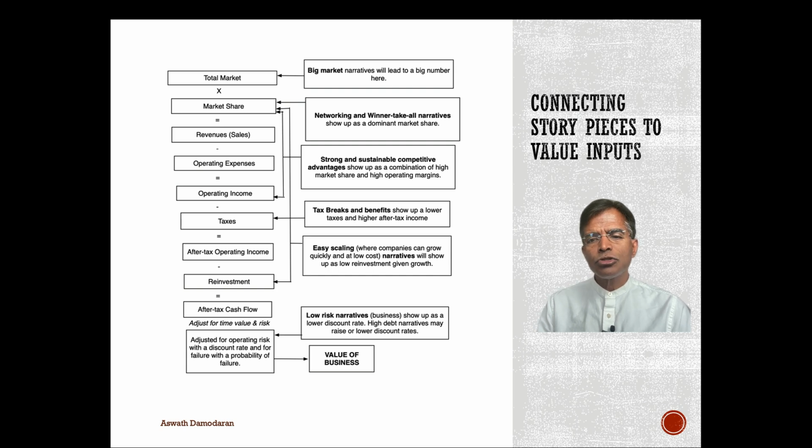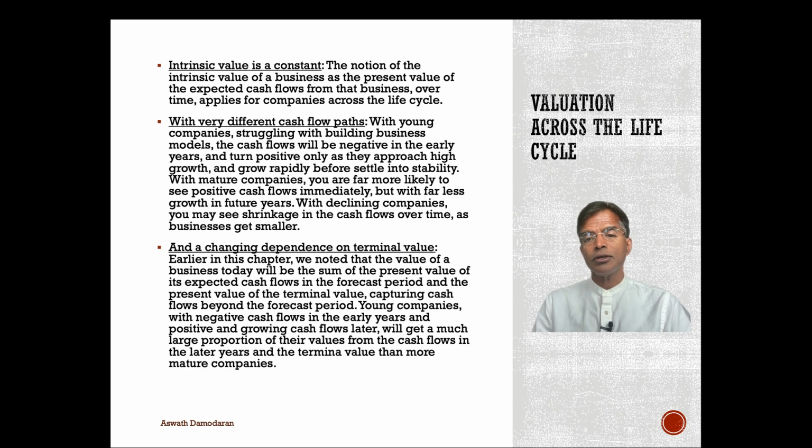If your story is about how strong and sustainable the competitive advantages your company has, the input that's going to reflect it is the margins. If your story is about how your company is going to be able to get tax breaks because it's close to the government, it's going to be in the taxes part of the story. If your story is about how your company can scale up quickly because it is very, very light on capital, it's an intermediary, the place it's going to show up is in the reinvestment that accompanies my growth. If your story is about low risk, it's in a low discount rate and low failure risk. Every story you tell has a place in my numbers, and the advantage of having a parsimonious valuation model is it's easy to make this connection.